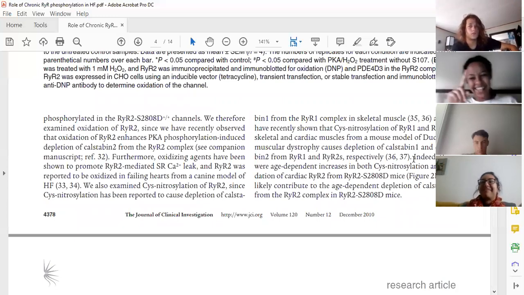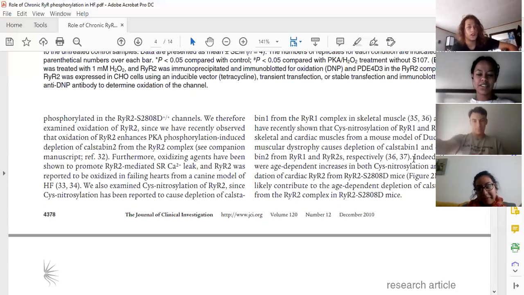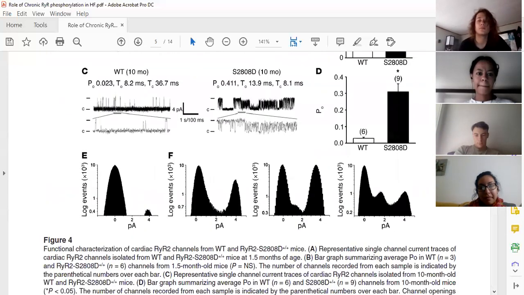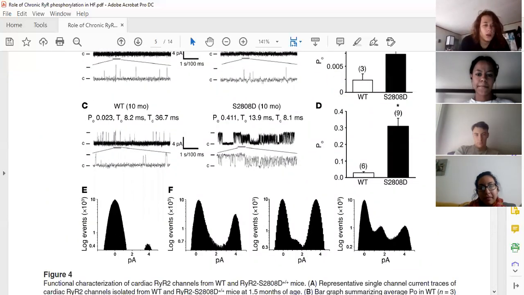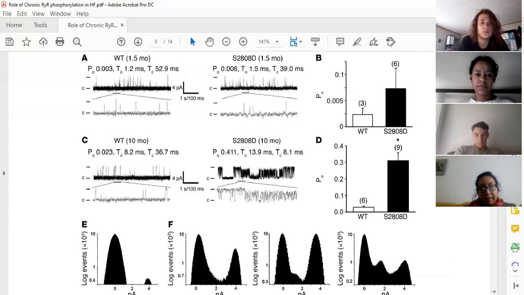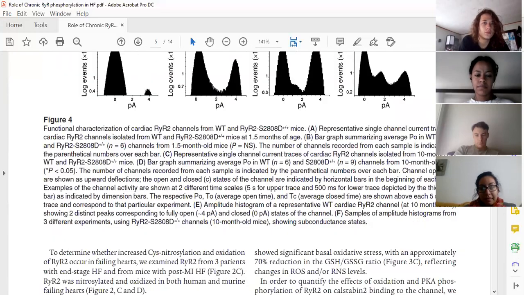Indeed. There were age-dependent increases in both S-nitrosylation and oxidation of cardiac ryanodine-2 from the mutated ryanodine mice that likely contribute to the age-dependent depletion of calstabin-2 from the ryanodine complex in the mutated ryanodine mice. Okay, so what they're showing is that it's not just the phosphorylation, but the phosphorylation coupled with oxidation that causes calstabin to come off. I don't think we're going to get into this figure because this is electrophysiology, which I get, but it would be hard to explain.